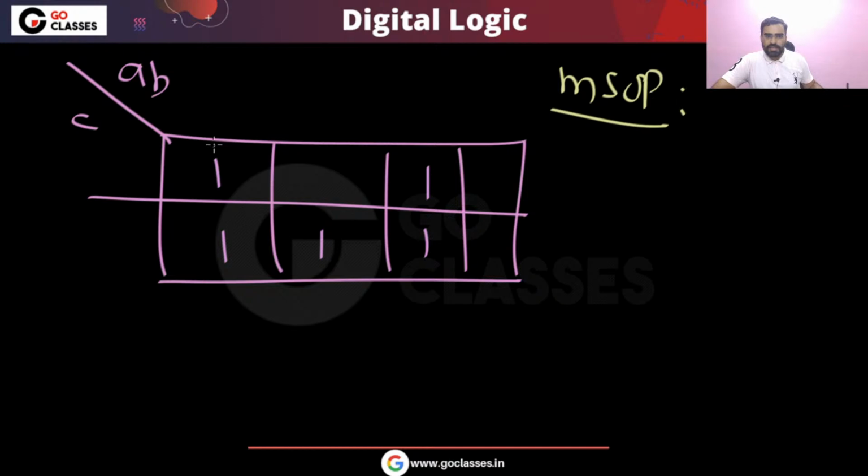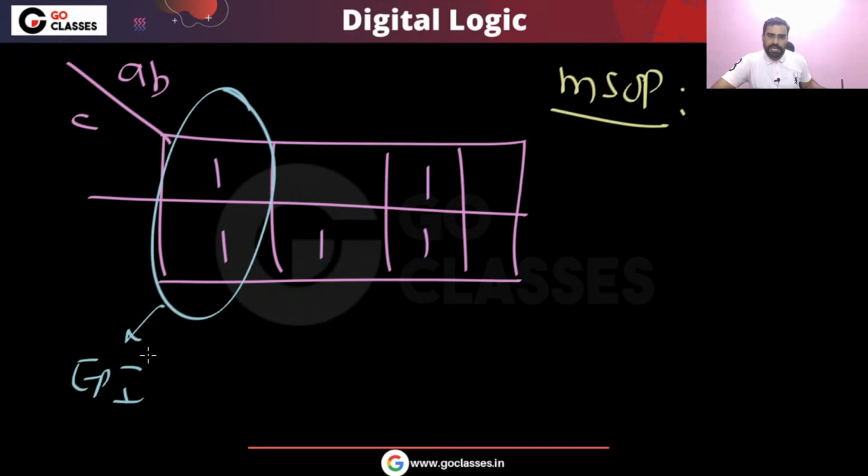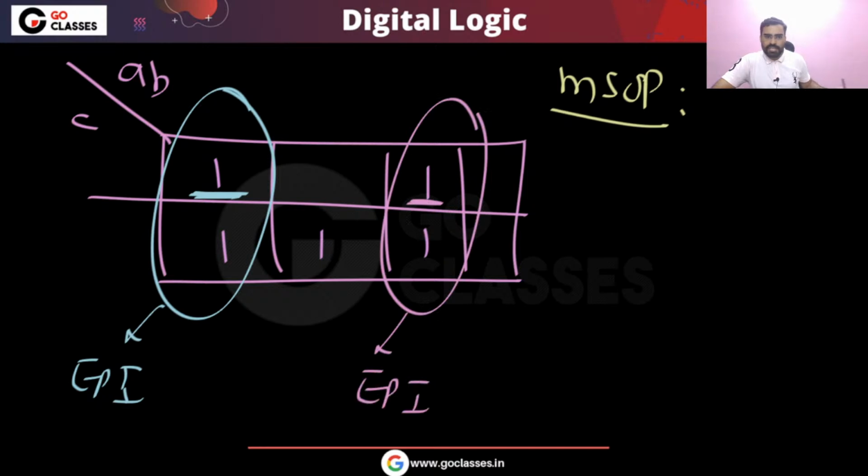So you can notice that in this example this is an EPI. You can check, this is an EPI because of this one, and because of this one this is also an EPI. So these are EPIs. But you can notice, to cover this one, either you can take this green one, or you can take this one, or you can take this one. So the minimum SOP will be 2.